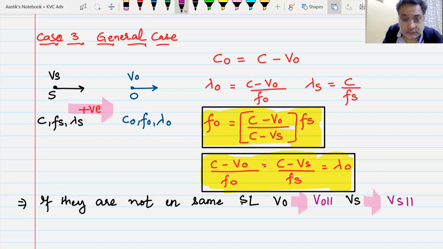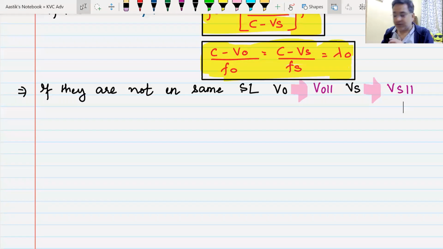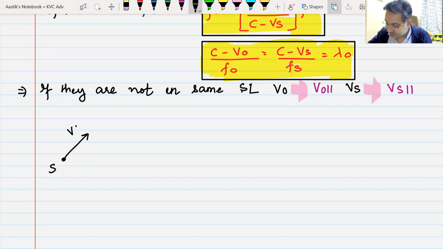Velocity of sound, sir. Yes, you can say velocity of sound. So for example, if your source is going like this, ding, ding, ding, and your observer is somewhere here.